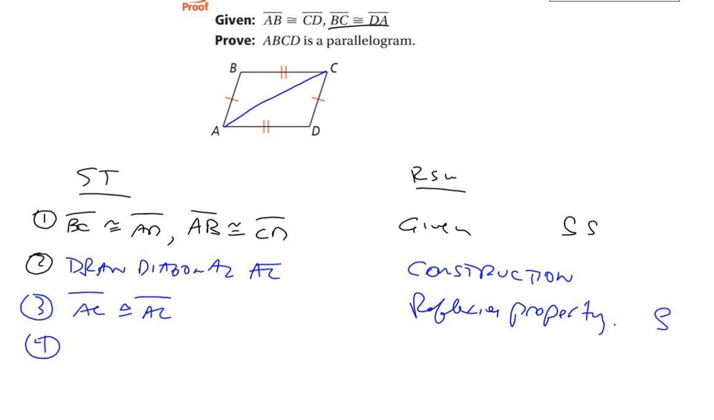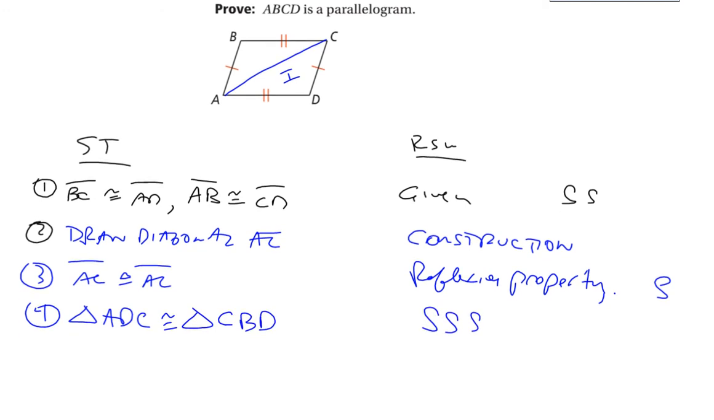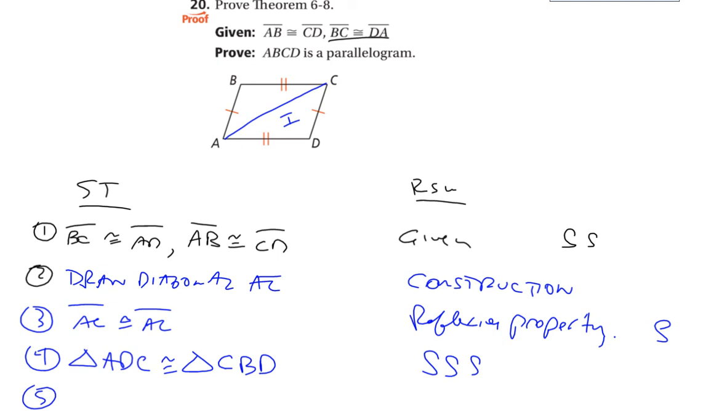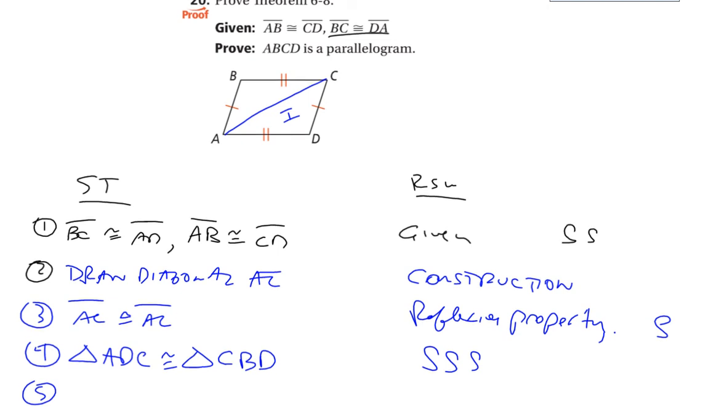I can say that triangle ADC, which is this triangle right over here, and remember, A in ADC corresponds to C in CBA, right? So I will say triangle ADC is congruent to triangle CBA, and the reason for that is the side-side-side triangle congruence postulate. Well, that's nice, because now what can I say? Remember, if two triangles are congruent, all their corresponding parts, including their angles, are congruent.